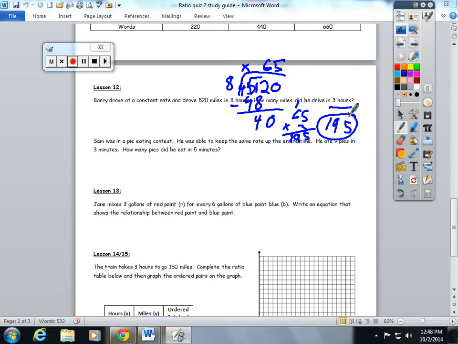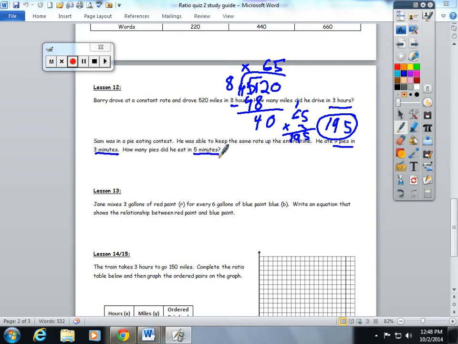Hi, I'm Rachel, and I'm going to do question 2. Sam was in a pie eating contest. He was able to keep the same rate up the entire time. He ate 9 pies in 3 minutes. How many pies did he eat in 5 minutes?